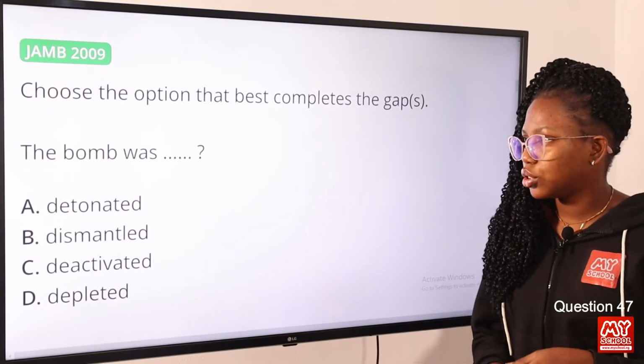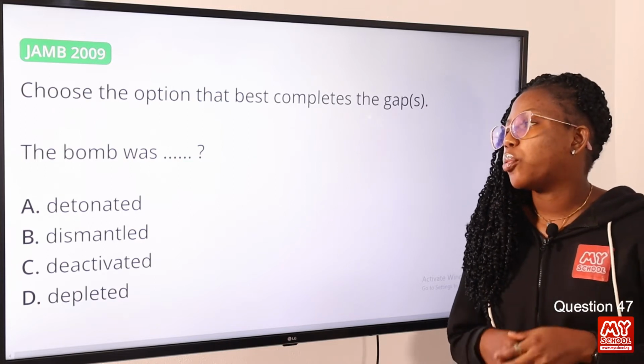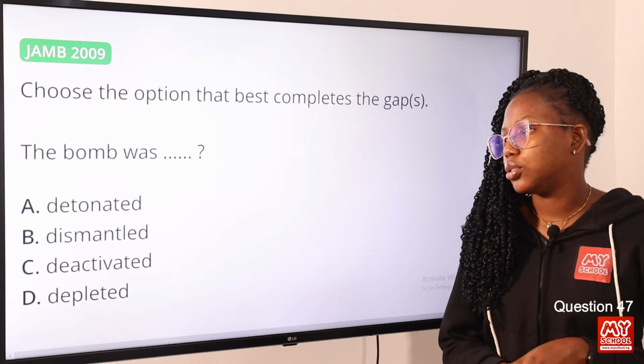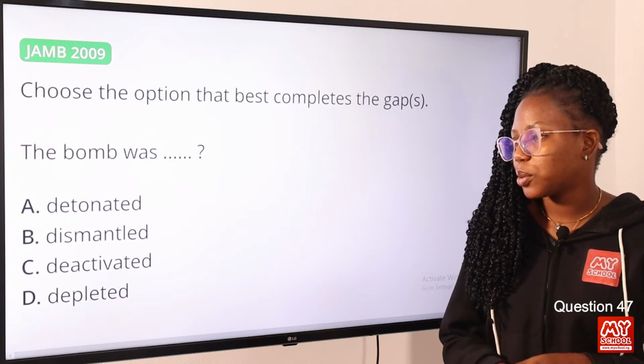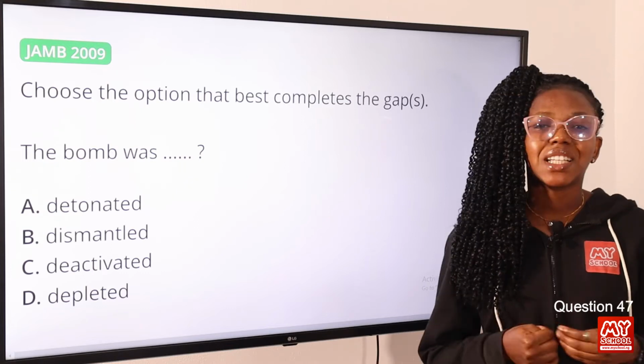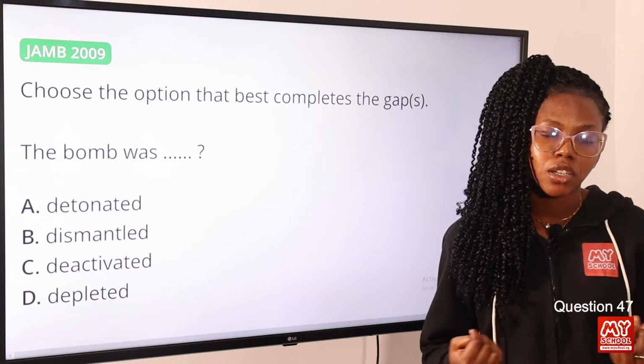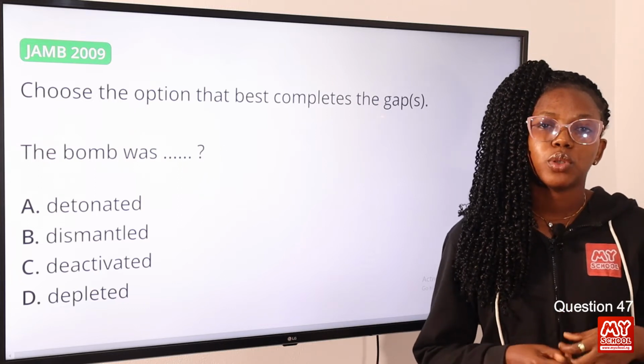Question 47. Choose the option that best completes the gap. The bomb was dash. Option A, detonated. Option B, dismantled. Option C, deactivated. Option D, depleted. The answer to this question is detonated. Detonated means exploded. To detonate is to cause to explode.